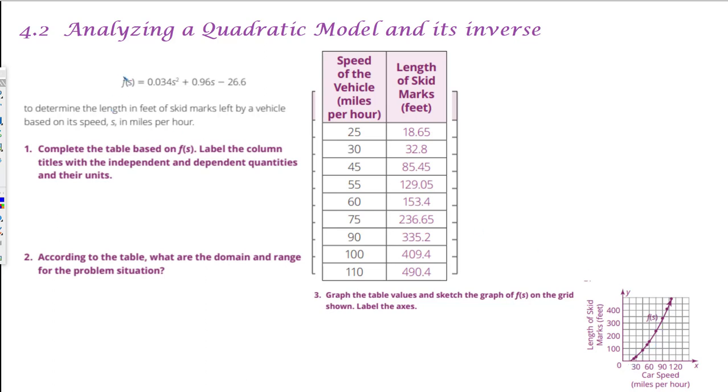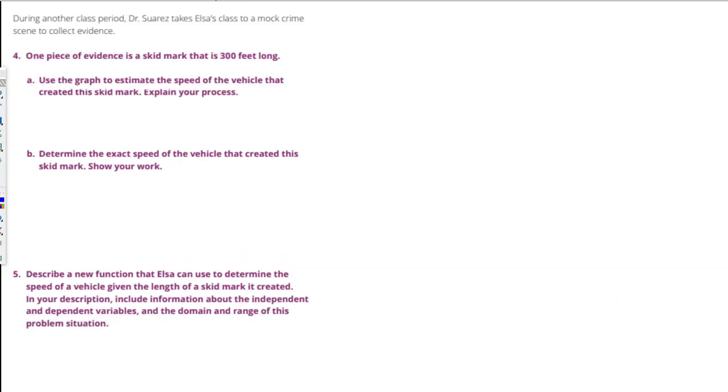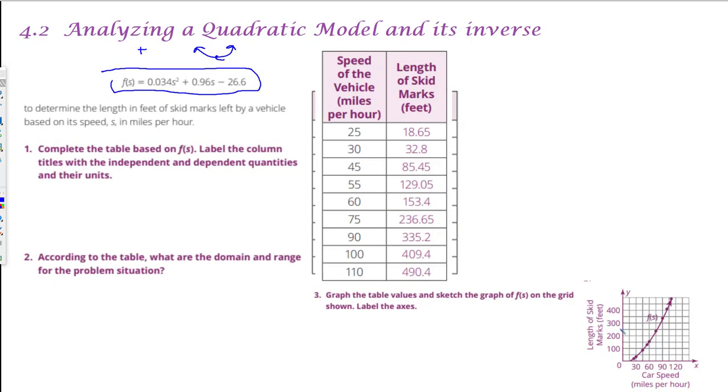And if I were to actually graph the line to go along with it, it would be going up. This is a positive one, so that means the parabola is in this shape. And that means we're looking at the upward swing of the right-hand side. In one piece of evidence, the skid mark is 300 feet long, 1 football field. Use the graph to analyze and estimate.